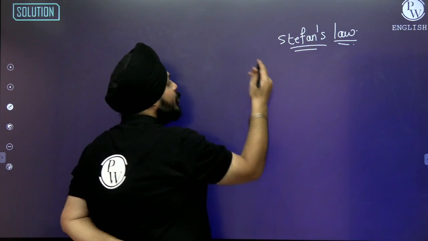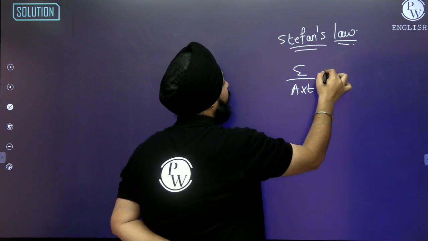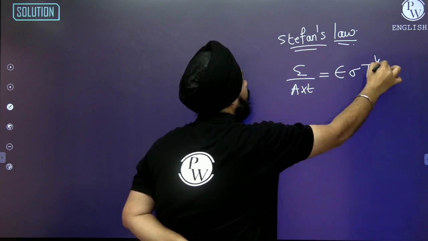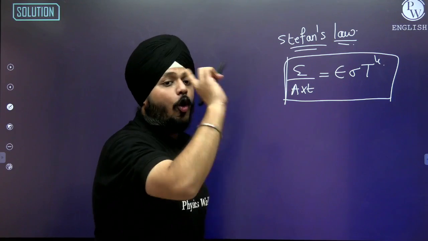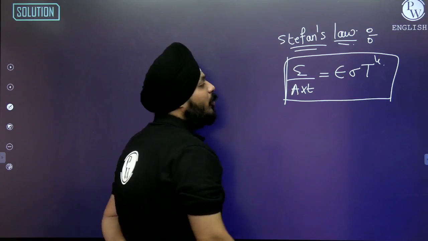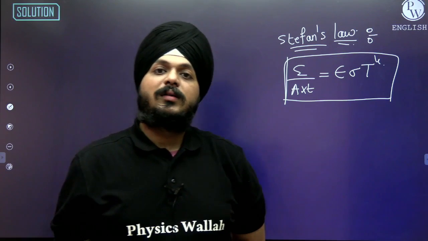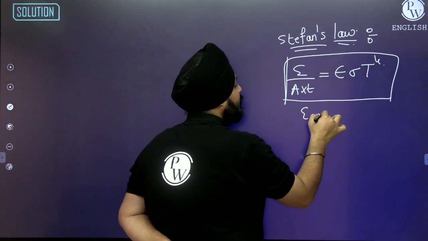Now, this law states that energy per unit area per unit time is directly proportional to the fourth power of temperature, or you can say, removing the proportionality sign, this is the actual equation of Stefan's law for all bodies. Basically, there are two equations. One is for the black body and the rest is for all bodies. This is the general equation for Stefan's law. Now, talking about energy per second.